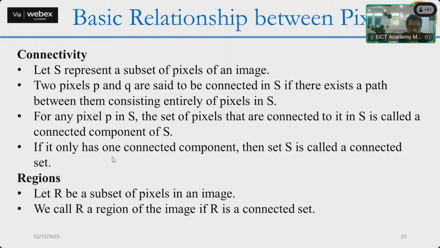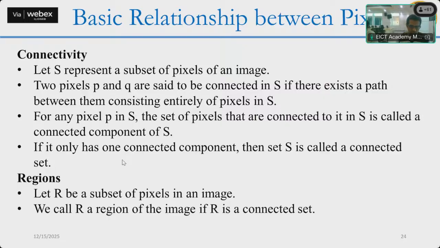If it only has one connected component, then set S is called a connected set. Remember, if there is one and only one connected component, then your set S is basically a connected set.